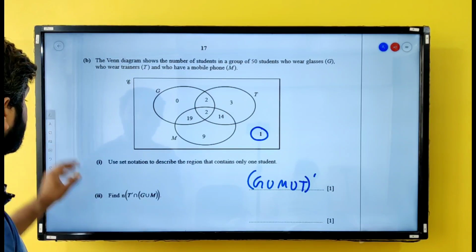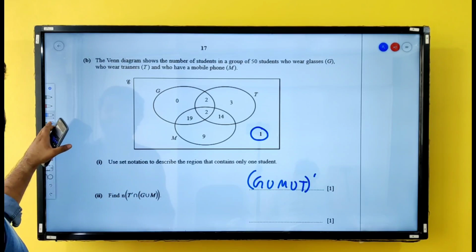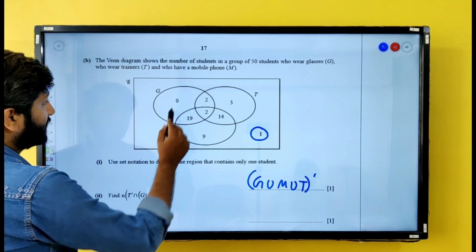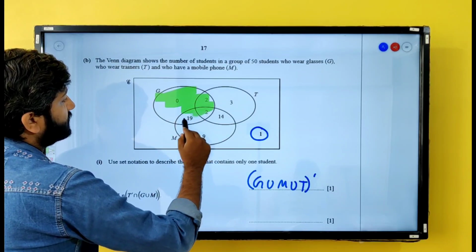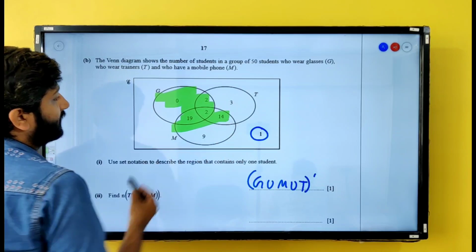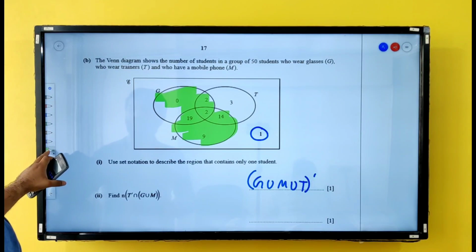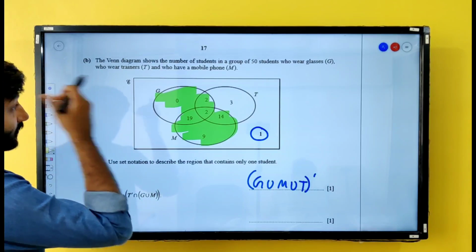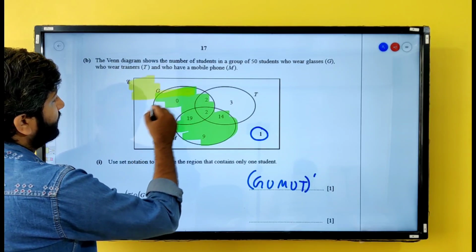Next, find T dash intersection G union M. So G union M means this whole region. This is my G union M. Now I am supposed to find out its intersection with T dash. So T dash is going to be, obviously, this region.